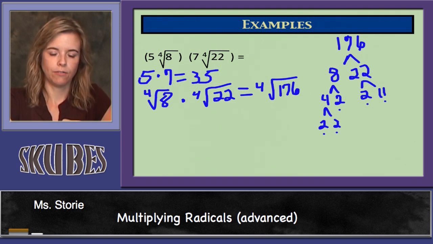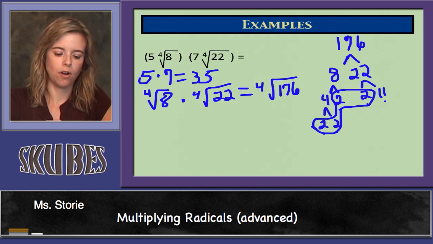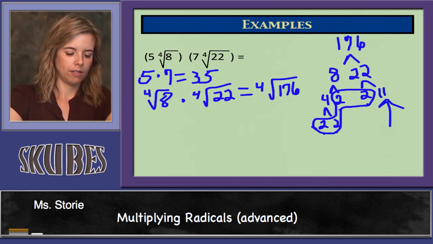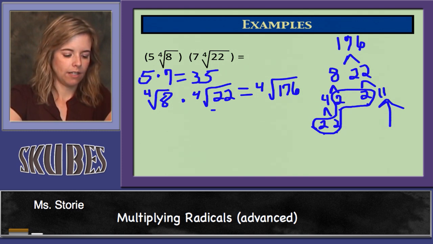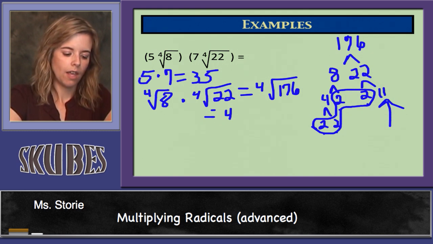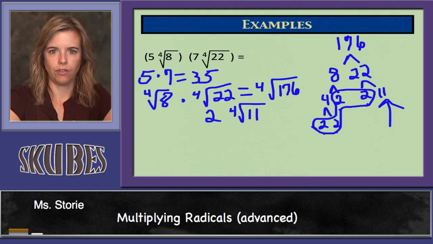I'm looking for an index of 4, which means I have 1, 2, 3, 4, a group of four 2's, and one lonely 11 left over. So when I simplify my radical, that's going to equal still fourth root. And what's coming out is a 2. So I'm going to have 2 with the fourth root, and the lonely 11 is still back under there.